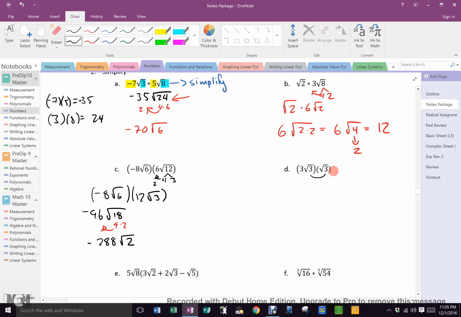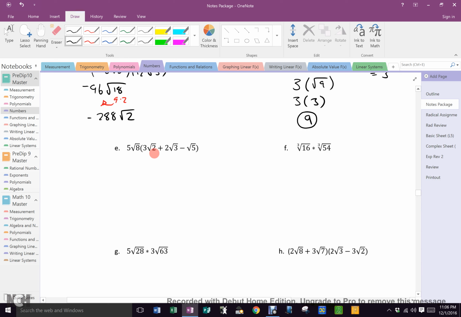Root 3 times root 3, of course, we know root 3 times root 3 equals root 9, or the shortcut, anytime you square a square root, you get the radicand, so that's 3 times the root of 9, which is 3 times 3, which is 9.